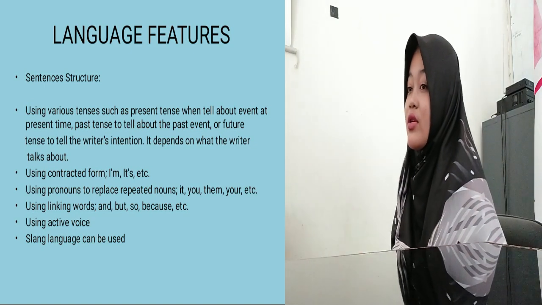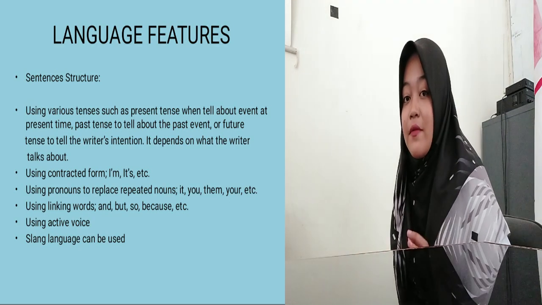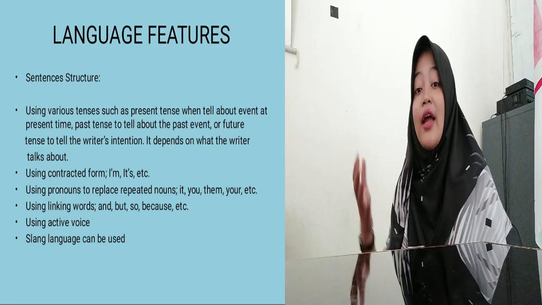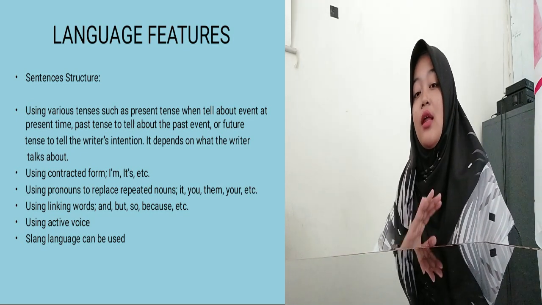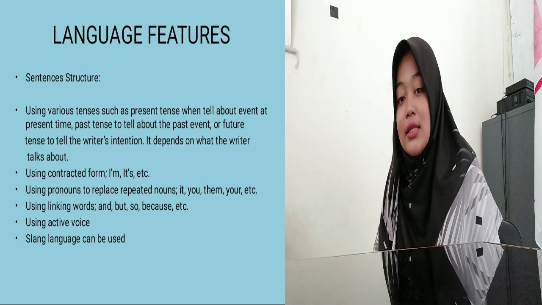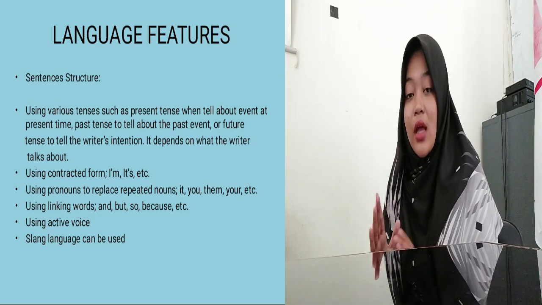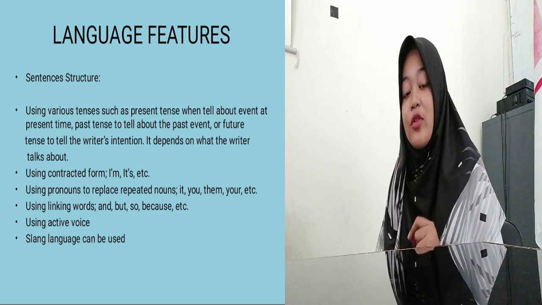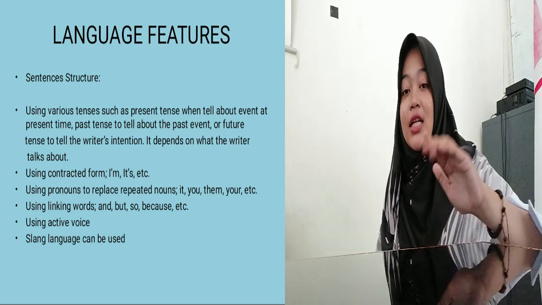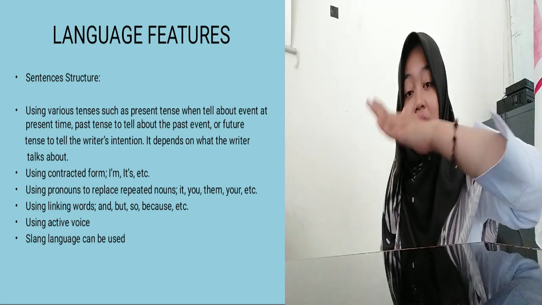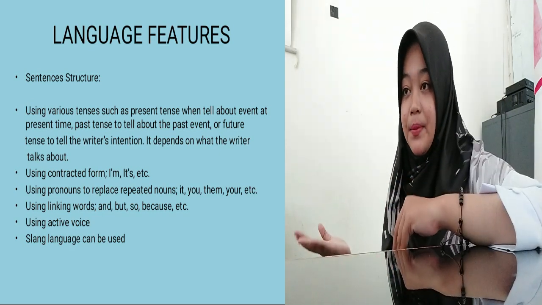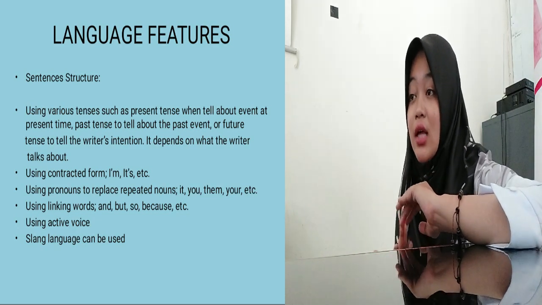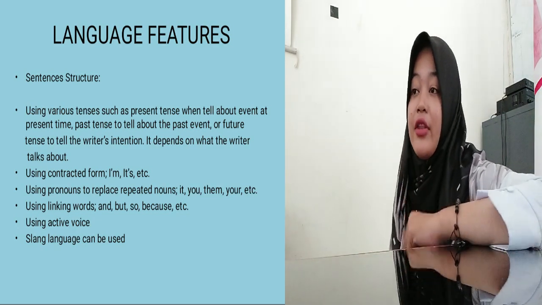The second is about using contracted form. Contracted form, it means sesuatu yang disingkat, like I am jadi I'm, it is jadi it's. But sometimes in speaking, contracted form ini bisa membuat kita salah penyebutan, seperti they're jadi there and there, yang artinya di sana. And the third is about using pronouns to replace repeated nouns like it, you, them, and your.